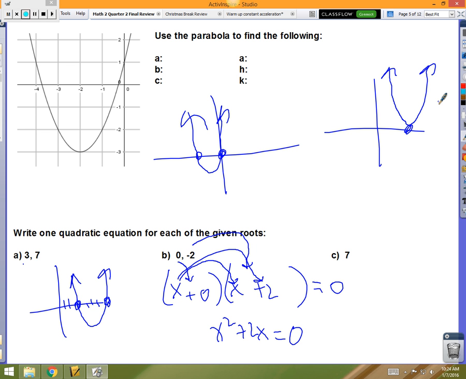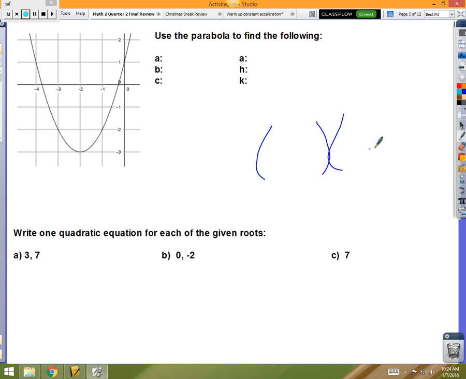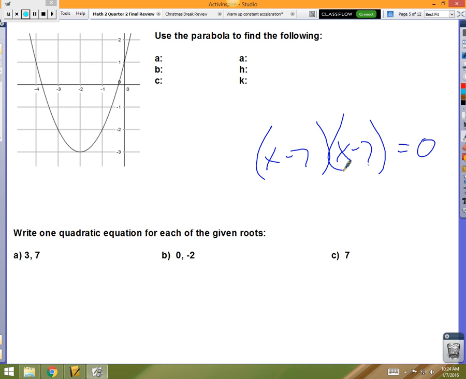So if you only have 1 zero, that means that is happening at the vertex. It's not crossing down below and then turning around and coming back up. It just hits right there and then turns around and goes. So your 0 is 7. It's going to look like this. You're still going to have 2 groups, but it's going to be the same in both groups. So this is a perfect square. So it's going to be minus 7 and minus 7. So anything that's a perfect square is happening at the vertex. So it only has really 1 crossing.